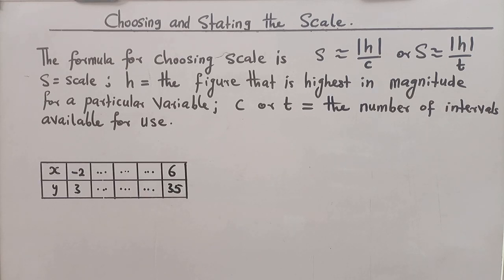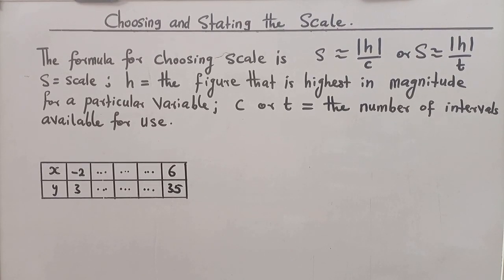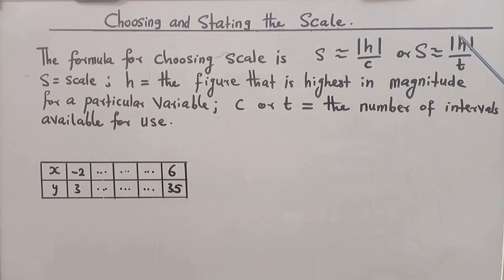That means we choose scale twice. We choose a scale for X and a scale for Y, or choose a scale for Y and later choose a scale for X. Anyone can come first, but it must be emphasized that scales are chosen separately, one for each axis. Therefore, for X, H is equal to 6. For this Y, your H is 35.